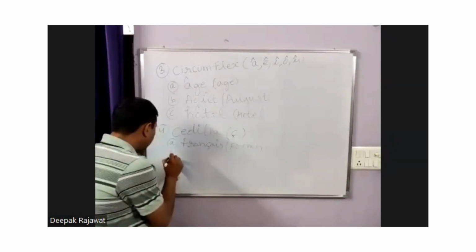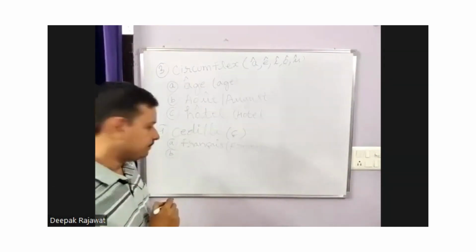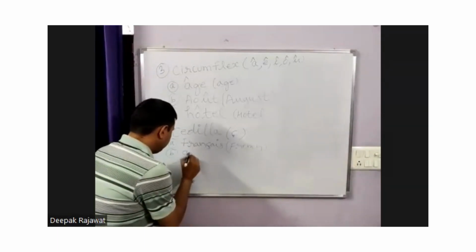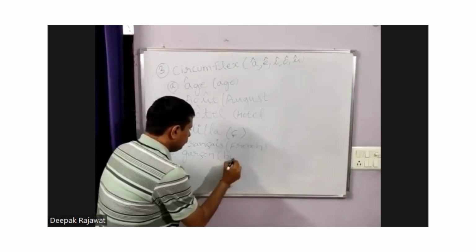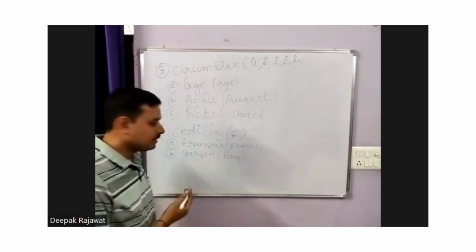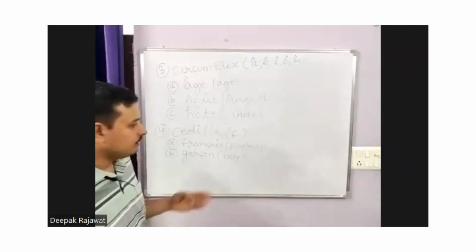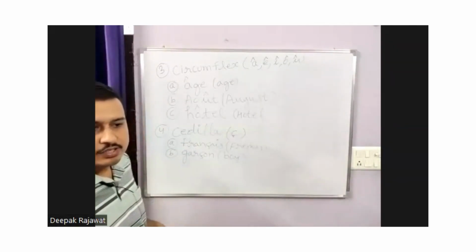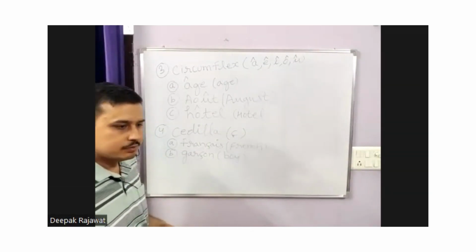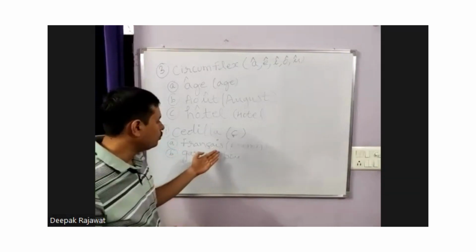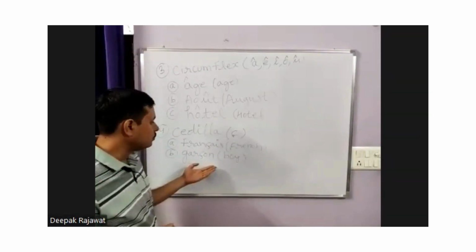Second example we have garçon. Garçon is boy. Garçon. So, cedilla. This we put on letter C. And the pronunciation becomes so. From, say, French. Garçon.